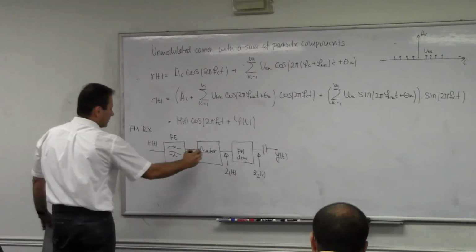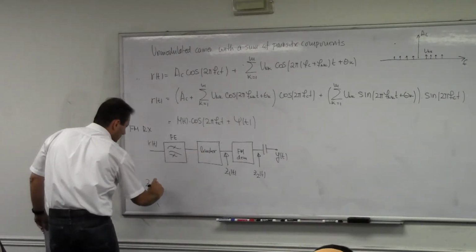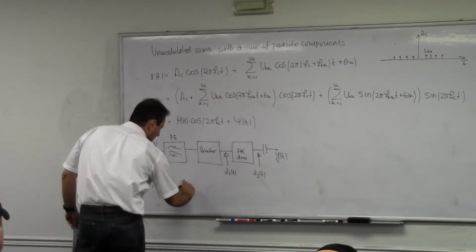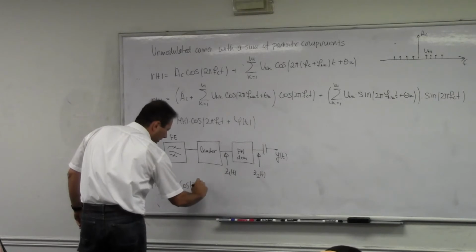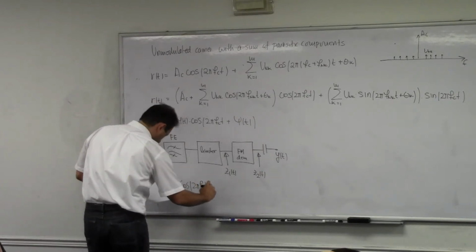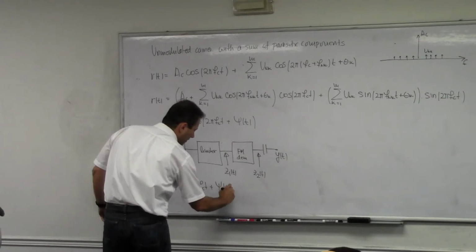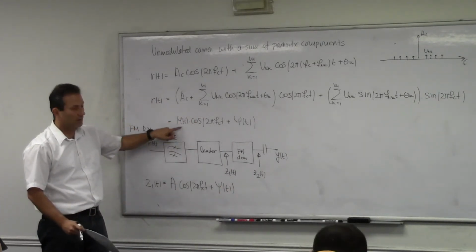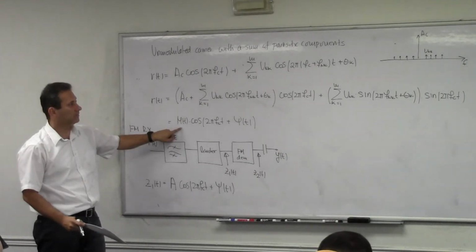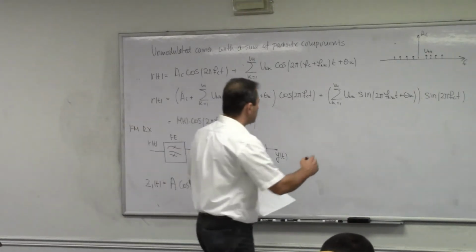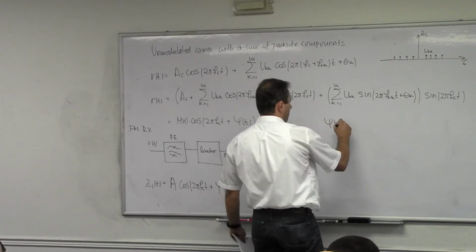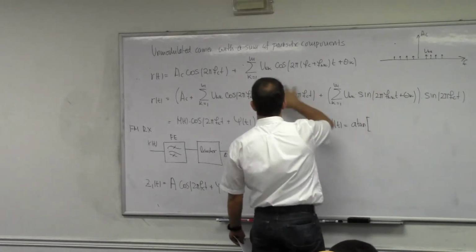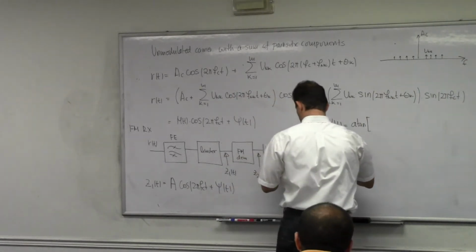It's easy to write Z1 of t right away. Z1 of t is going to be some constant magnitude. I'm just going to say A cosine 2 pi fct plus psi of t. A is constant because this limiter here eliminates all the variations in this m of t. The psi of t is arctangent of whatever I have here divided by whatever I have here.